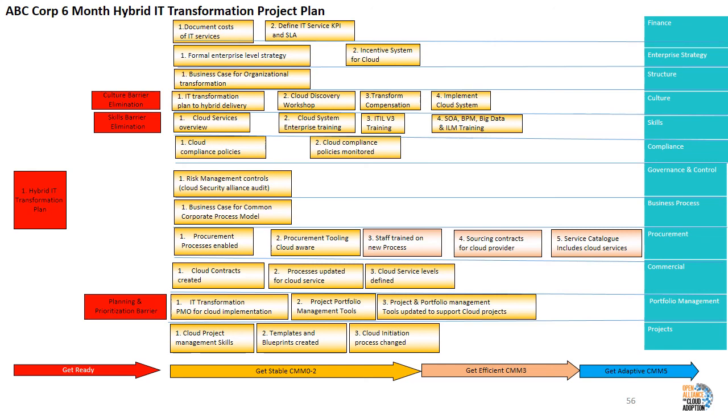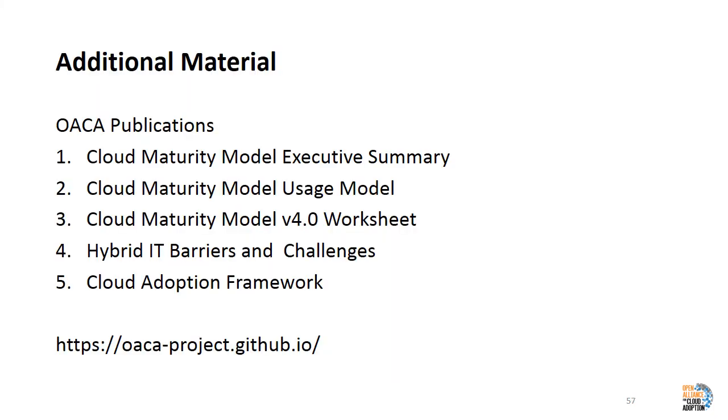To assist you in your IT transformational plans, I recommend that you review 5 other documents from OACA. The first is the Cloud Maturity Model Executive Summary. Second, the Cloud Maturity Model Usage Model. Third, the Cloud Maturity Model version 4.0 worksheets. Fourth, the Hybrid IT Barriers and Challenge White Paper. And fifth, the Cloud Adoption Framework.